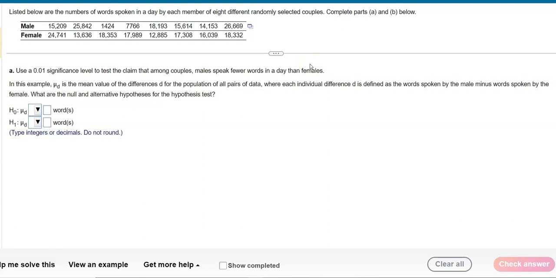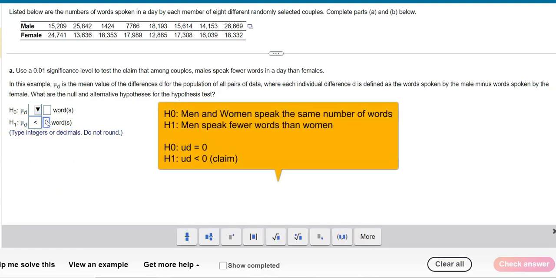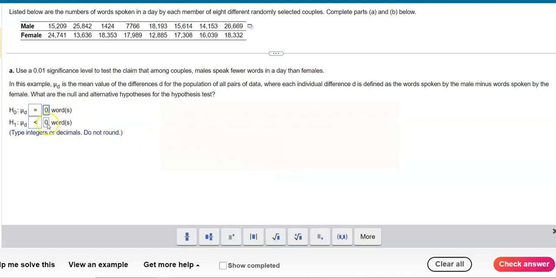Since that less than sign is implied in our claim, this statement is going to go in our alternative hypothesis. So in the alternative hypothesis here, we're going to choose less than 0. Again, that's just a symbolic way to say that when I subtract male words minus female words, I would get a number that's less than 0, because we're claiming that men speak fewer words than women. Remember, the null hypothesis always has an equal sign in it, so we should know automatically that we should pick an equals here, and this number here will also be 0. The numbers here and here should always be the same.